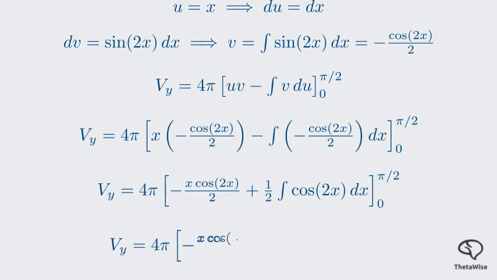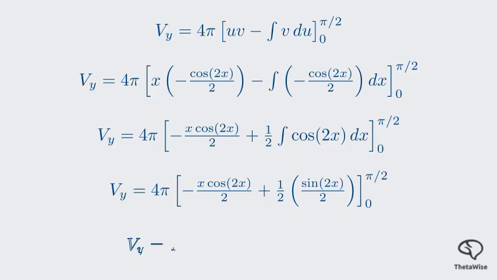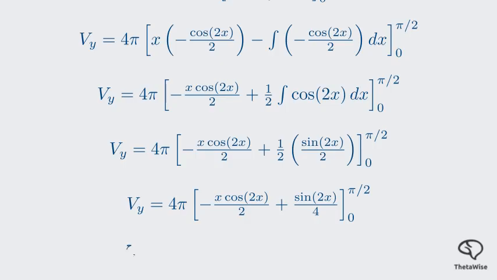The integral of cosine 2x is sine 2x over 2. So now we have the fully integrated expression, 4 pi times x cosine 2x over 2 plus sine 2x over 4. Before evaluating, we can simplify this expression a bit by distributing the 4 pi. This gives us 2 pi times 2x cosine 2x plus sine 2x.